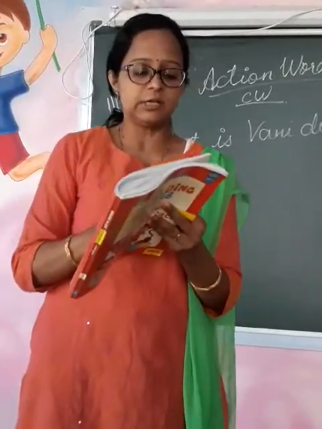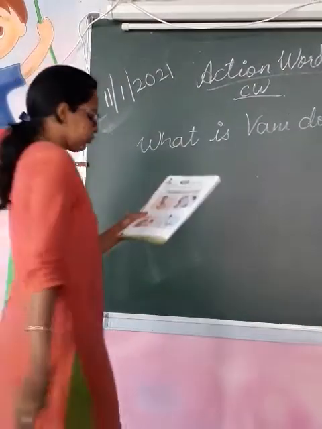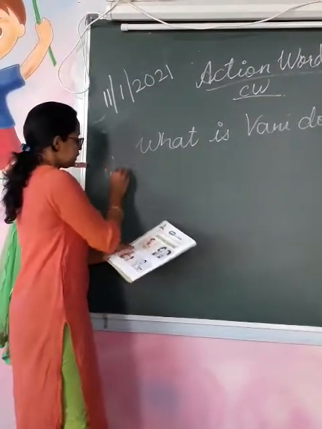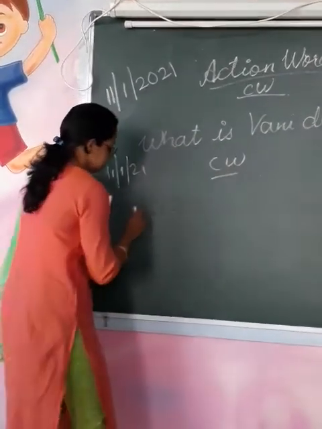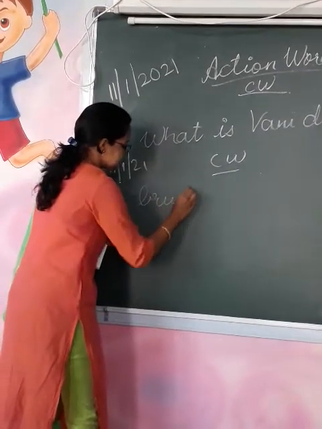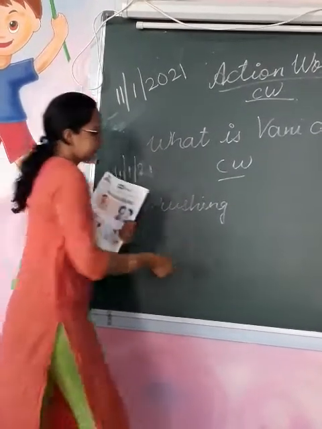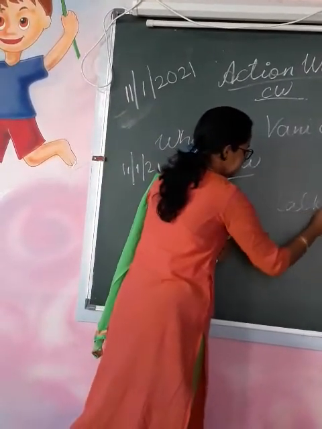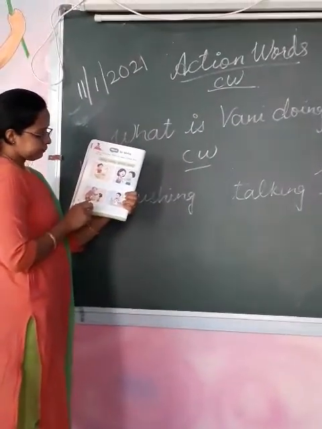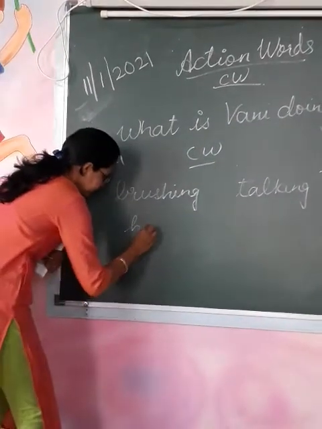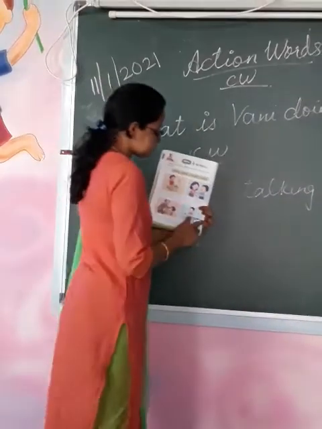There are some action words they have given. Look at the picture and write it down. On the left hand corner of page 114, write today's date and CW. What is the boy doing? He is brushing. So the first picture is BRUSHING, brushing. Next, what are they doing? They are talking. Both are talking. TALKING, talking. Then the third one, what are they doing? The girl is helping her father. HELPING, helping.